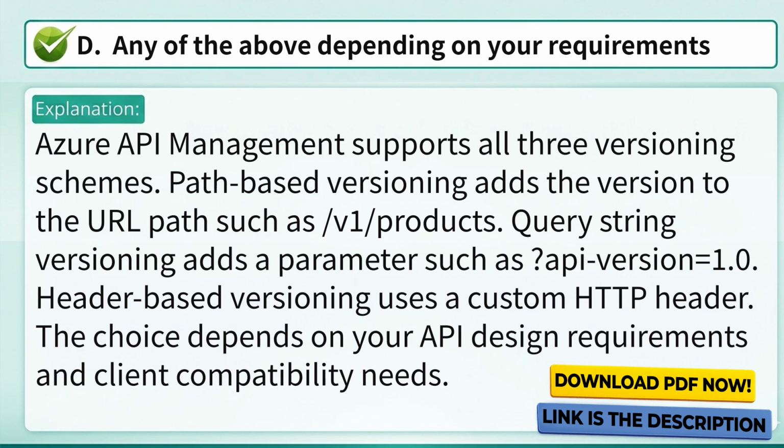Correct answer: D. Any of the above depending on your requirements. Explanation: Azure API Management supports all three versioning schemes. Path-based versioning adds the version to the URL path such as /v1/products. Query string versioning adds a parameter such as api-version=1.0. Header-based versioning uses a custom HTTP header. The choice depends on your API design requirements and client compatibility needs.